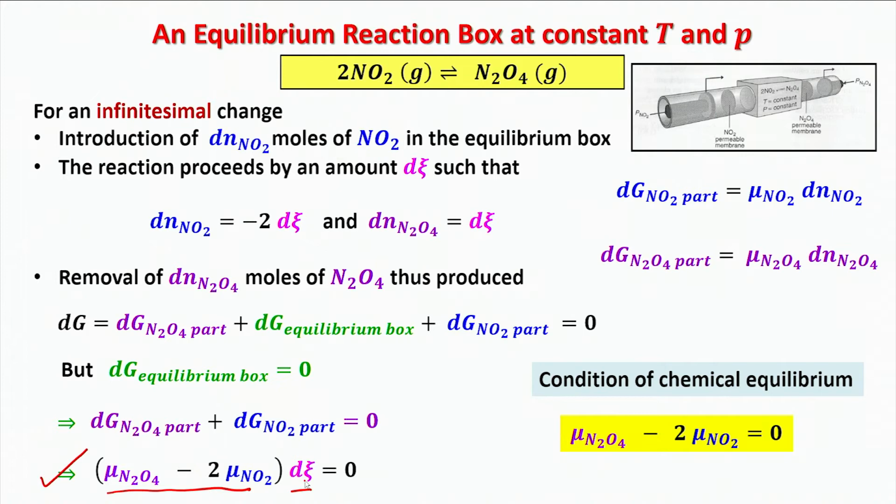Under the given setup, the condition of chemical equilibrium turns out to be whatever is there inside the bracket, that must vanish. And therefore, I would say that the chemical potential of N2O4 minus 2 times the chemical potential of NO2 must be equal to 0. So this is the condition of chemical equilibrium that we have been talking about in our earlier lecture.